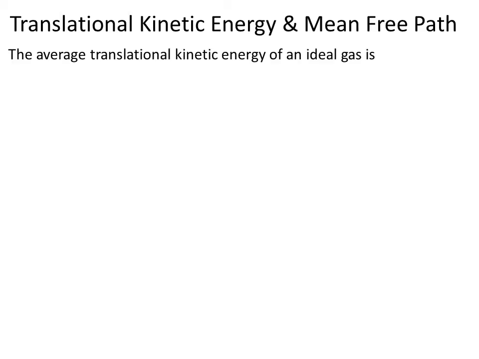In this lecture, we look at the translational kinetic energy and also the mean free path of a gas atom. The average translational kinetic energy of an ideal gas atom is given by K bar, which is equal to 1/2 times the mass of the atom times the root mean square velocity squared of the atom.